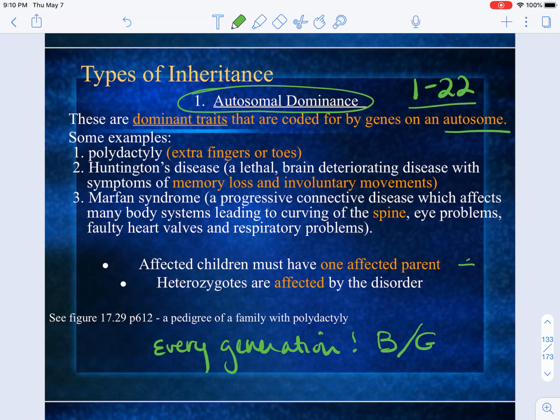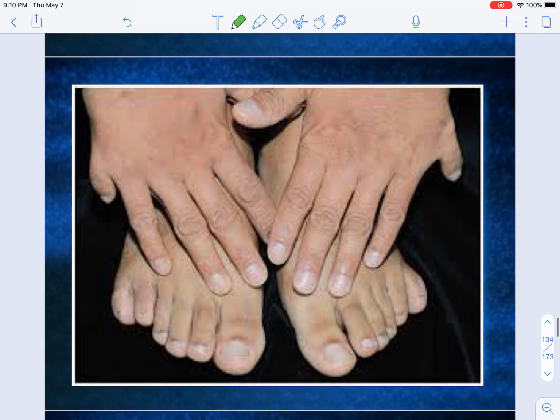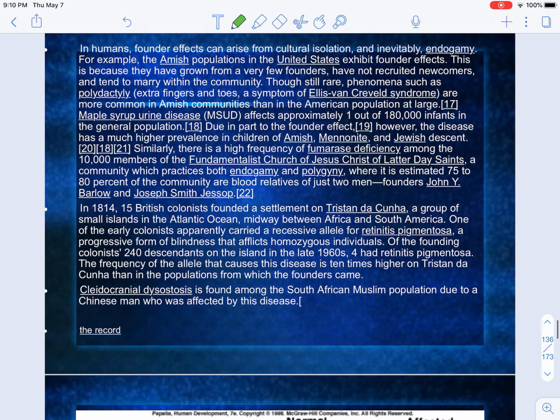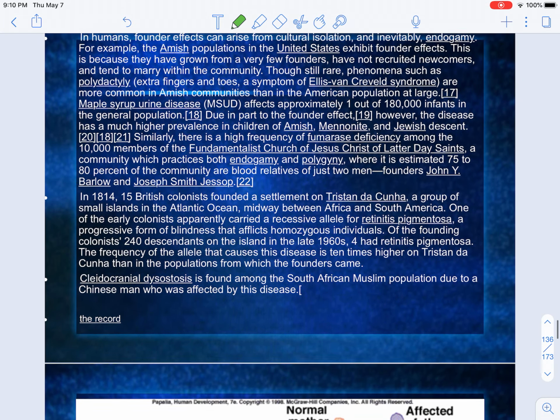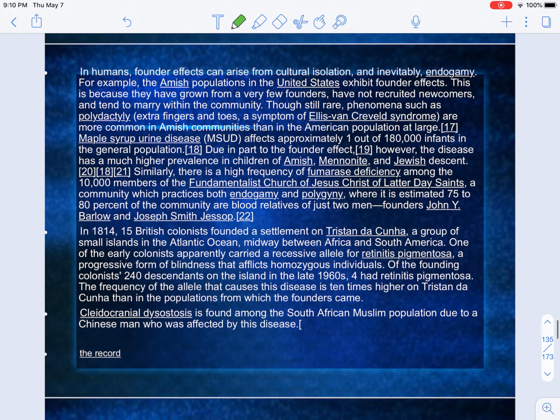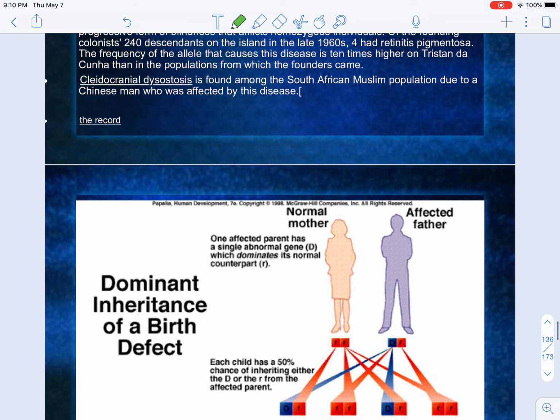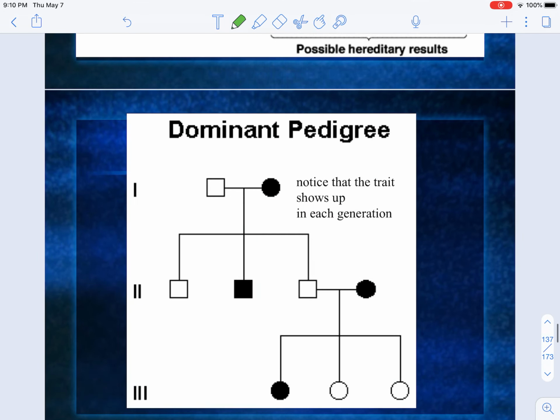And we know that any child who has it had to have a parent who had it because it was a dominant condition. And things like polydactyly, extra fingers and toes, Huntington's, Marfan's, these are examples of human dominant conditions. There's some polydactyly there. And you can read about a few of the other incidents of dominant conditions.